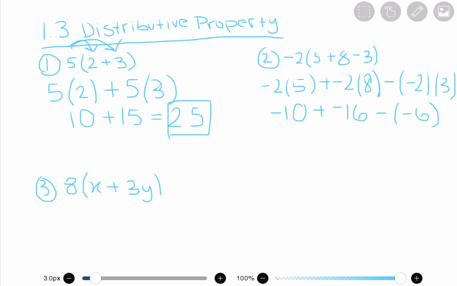So one little trick that we have to remember is that if two negative signs are right next to each other, we can make that a positive. So we have -10 plus -16 plus 6, and that equals -20.